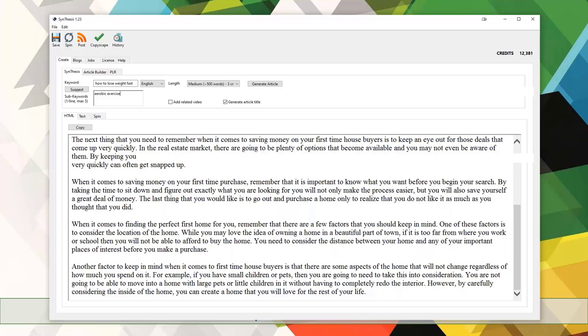Does that make sense to everybody? Is there anything that isn't clear? Because I want to make sure that everybody can use this in your own article generation.